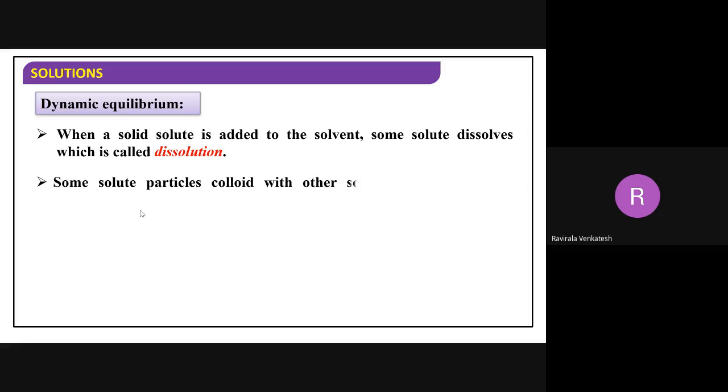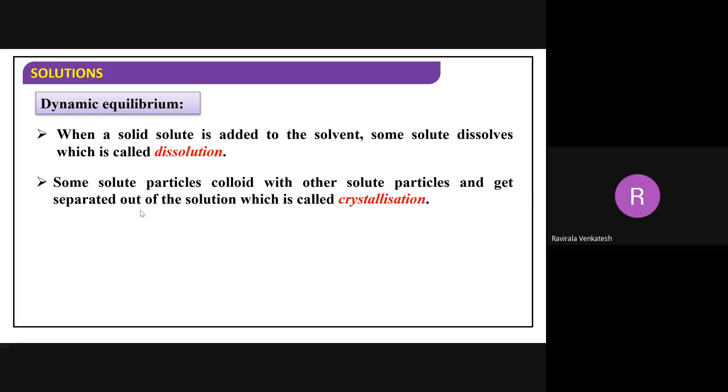Dynamic equilibrium, you have studied in the 11th class only. Whenever two things are changing simultaneously, that is called equilibrium actually. When a solid solute is added to the solvent, some solute dissolves, which is called dissolution. What is the meaning of dissolution, beta? Solute dissolving in the solvent is called dissolution. Opposite to this one is called crystallization.